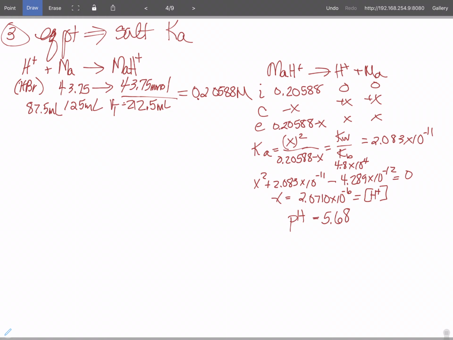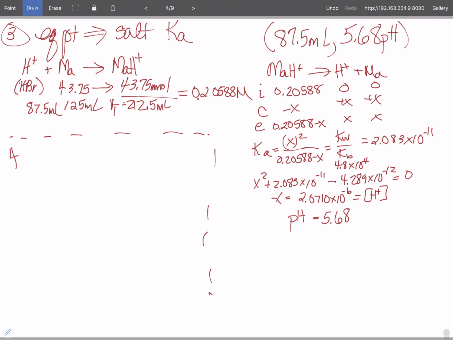So this point at the equivalence point is 87.5 milliliters of the acid added with 5.68 pH units. And again, we're still dropping, which is what we would expect considering what we have. Okay? And so let's go ahead and do our strong acid.